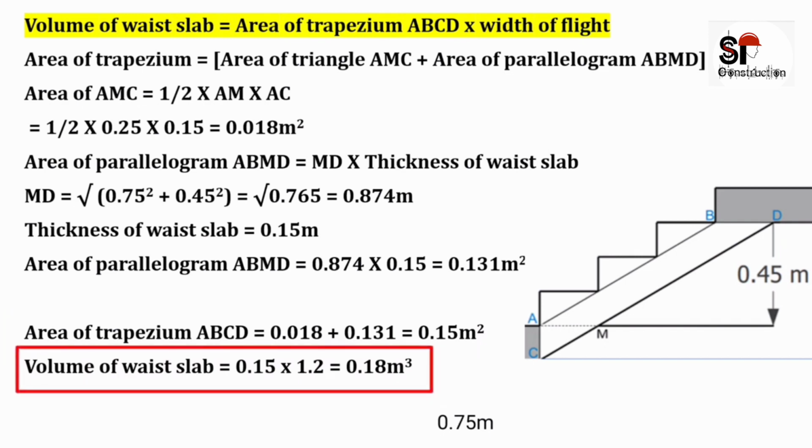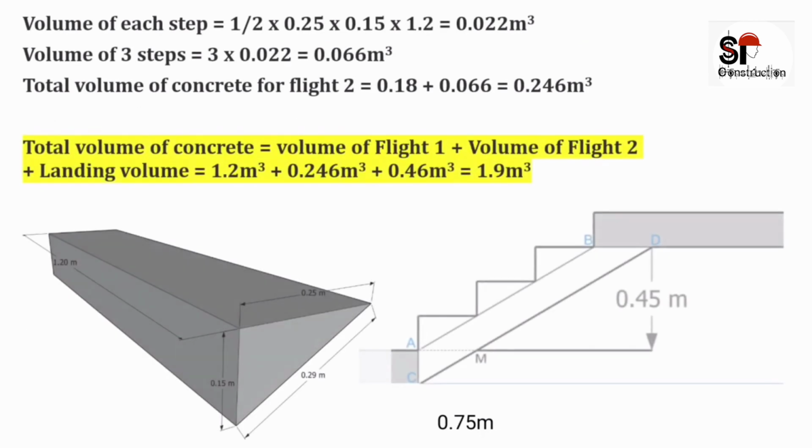Hence the volume of waste slab will be equal to area of trapezium ABCD, which is 0.15 meter square, into width of flight, which is 1.2 meter. The total will be 0.18 meter cube. Finally, we need to calculate the volume of 3 steps.